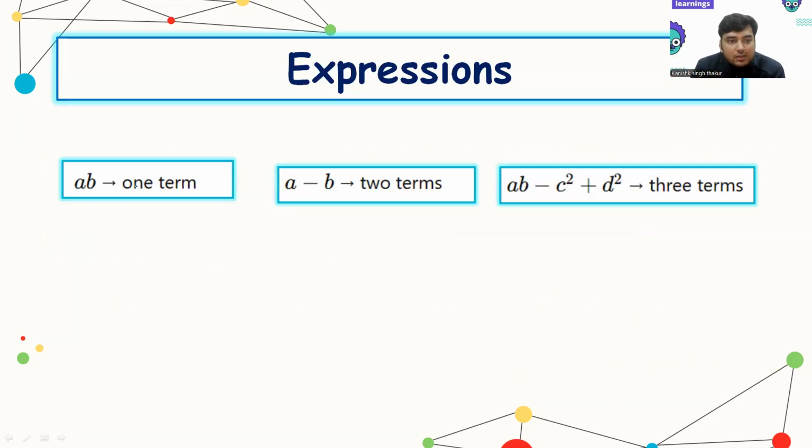Here you can see AB is combined, so this is one term. A minus B: I'll remove the operator. Without the operator, I have two things, A and B, so there are two terms. I remove the operators, plus and minus and plus. Without these operators, there are three things here, so there are three terms.